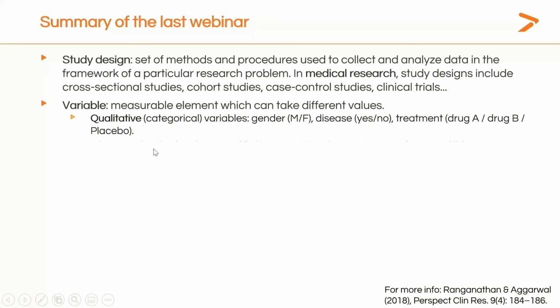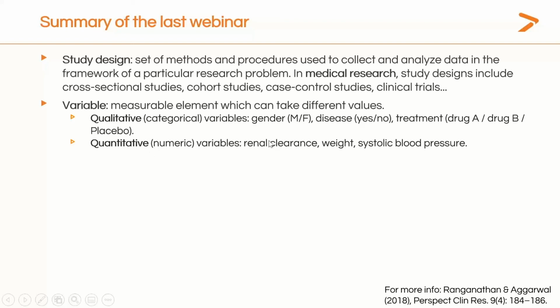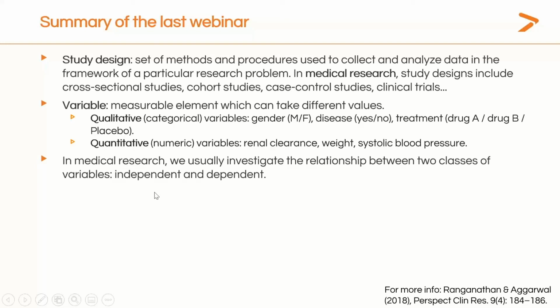And then the second family of variables is quantitative or numeric variables, such as renal clearance, weight, systolic blood pressure. These variables can be quantified. They can be expressed in numbers. Now, in medical research, we usually investigate the relationship between two classes of variables, independent and dependent. Usually, we try to study the effect of independent variables or of risk factors on dependent variables, which are clinical outcomes, such as disease or relapse or recovery.